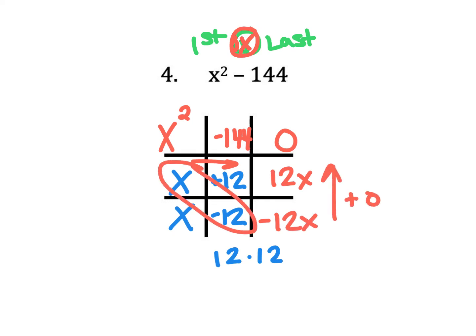So my one factor is x minus 12. My other one is x plus 12. There we go, it's factored.